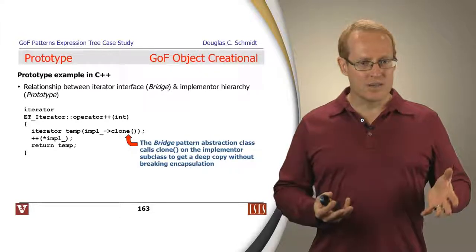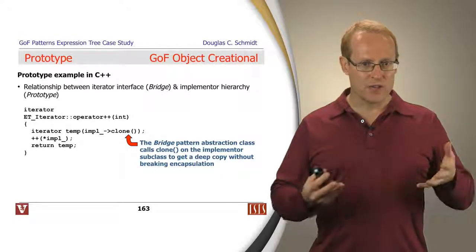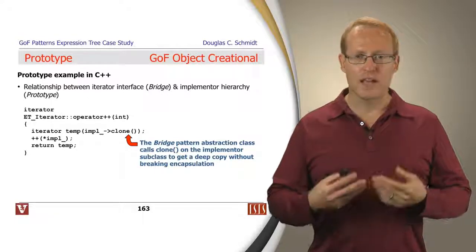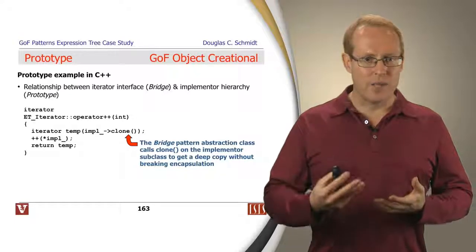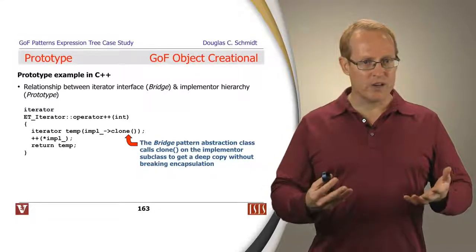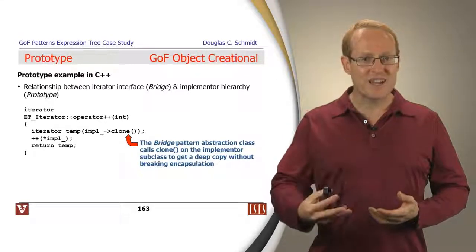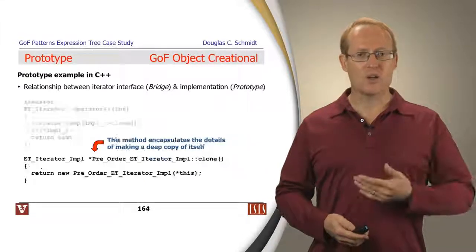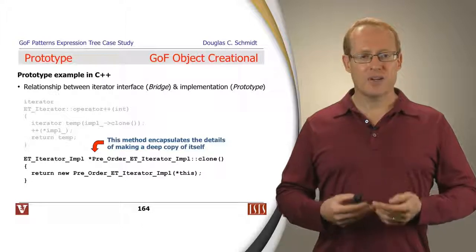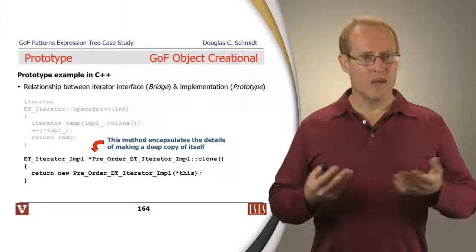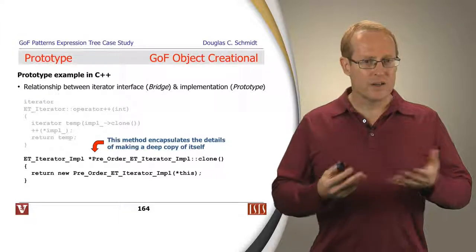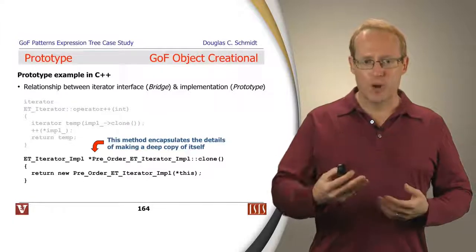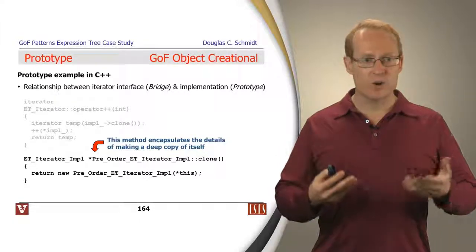And this uses the various characteristics of the bridge pattern to shield the various details of how things are working. There's no need for operator++ to know the specific details of what impl actually points to. When clone is called, it'll turn around and call the clone method on whatever the actual type of that object is. Is it a pre-order? Is it a post-order? Is it level order? Is it in-order? And so on.